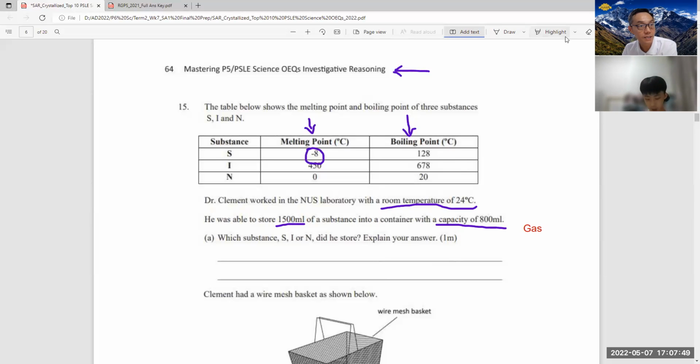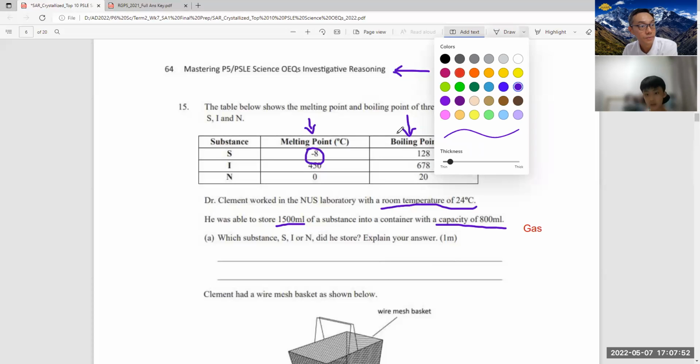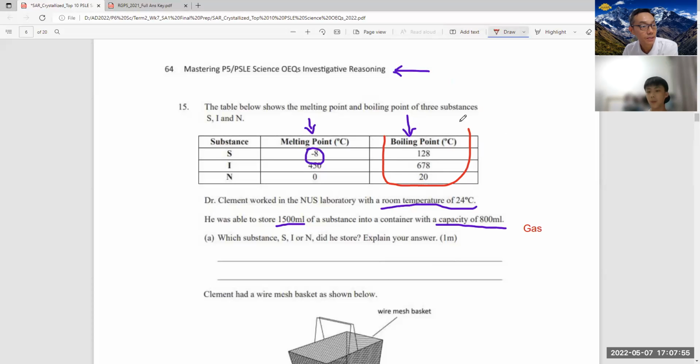In order to exist as a gas, you must look at the column which is the boiling point. So which substance will become a gas at 24 degrees? There's only one answer, because substance N boils at 20 degrees. Boils means it changes to gas. That means at 19 degrees, N is still a liquid, but at the next temperature, 20, substance N becomes a gas. So for this question, this is how you should answer.